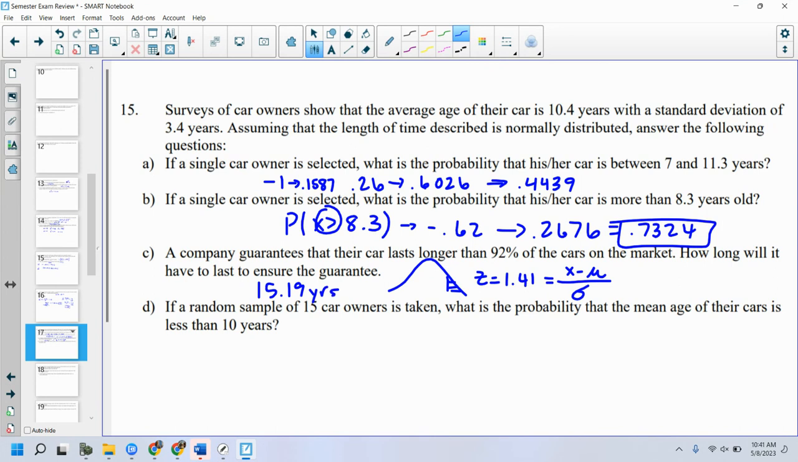If a random sample of 15 car owners is taken, what is the probability that the mean age of their cars is less than 10 years? Ooh, okay, so this is different, right? I'm talking about the mean. This is like the sampling distribution thing. That's different.